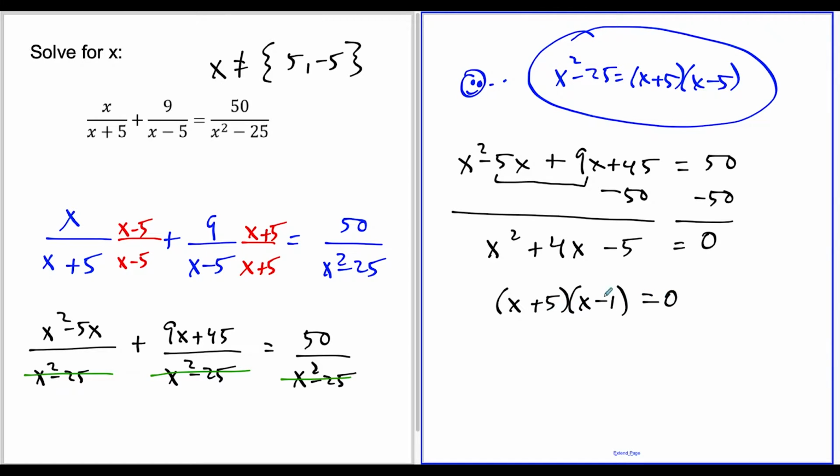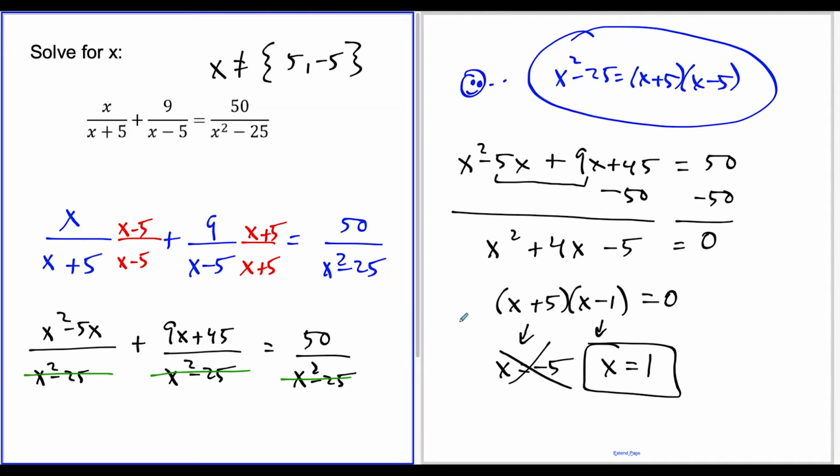This is going to factor to x plus 5 times x minus 1 equals 0. Remember how to check: 5 plus negative 1 is 4, and 5 times negative 1 is negative 5. And now the roots that we get out of this are going to give us x equals negative 5 and x equals 1. Now if you're not careful here, people are just going to say that they have two answers. But remember what we said before. X equals negative 5, we have to reject, because that would make the first fraction have a 0 denominator.